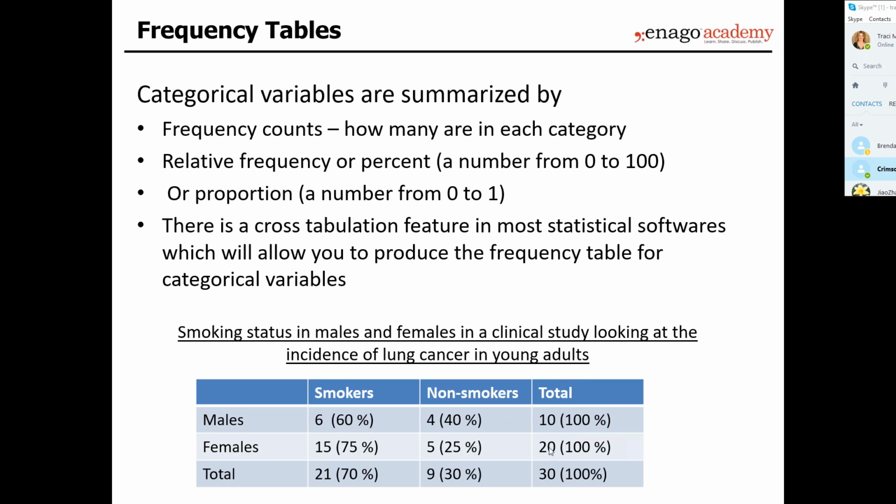Females, there were a total of 20. 15 of them were smokers, 5 were non-smokers. So now we have a 70-25% ratio. But when we total them all together, male and females, we have a total of 30 subjects. 21 were smokers, 15 plus 6, that's 70%. And 9, 5 plus 4, were non-smokers, that's 30%. This is an example of descriptive statistics, and it's very useful when we're looking at demographics and trying to make inferences about that. Maybe I shouldn't use the term inference here, but making a prediction.